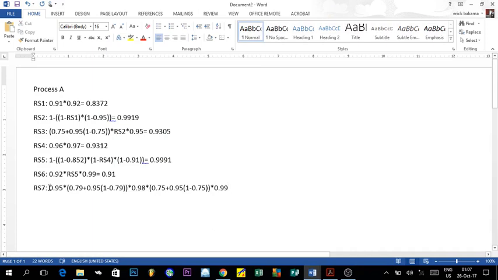Remember, as I said again, we have 5 components, all of them in series. We have the first, the second, the third, the fourth, and the fifth. Now in this case, we are working for error 7, which should give us a value of 0.9006. So this is how you solve for error 7.